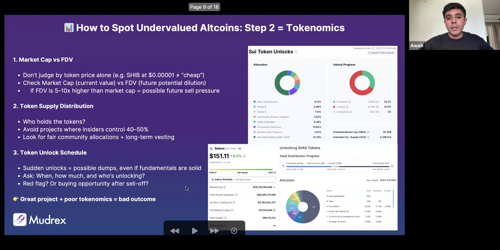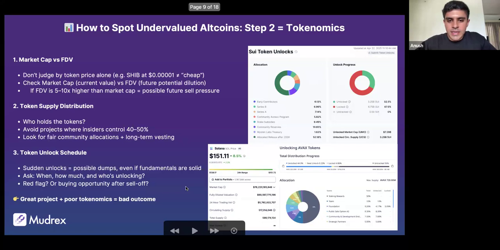Now, I want to clear up a common mistake I've seen many times, especially among newer investors. We often look at a token's price in dollars and assume it's cheap. For example, you see a token trading at 0.0001 cent. And the natural reaction is to be like, hey, this is a steal, and I can get millions if the token reaches just $1, right?